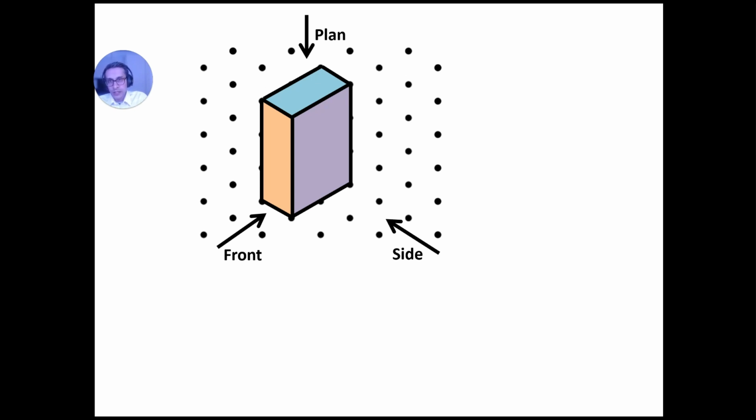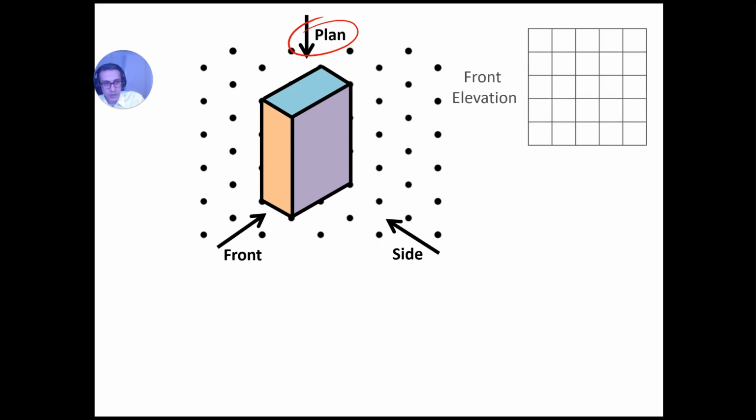It says, the question would ask you to draw a plan view, front view, and a side view. Now, the plan view is always going to be from above, so that may not be labeled. However, the front and the side, typically they will label which one is the front and which one is the side. So in this case, you might be given a grid and then you're asked to draw the front view.